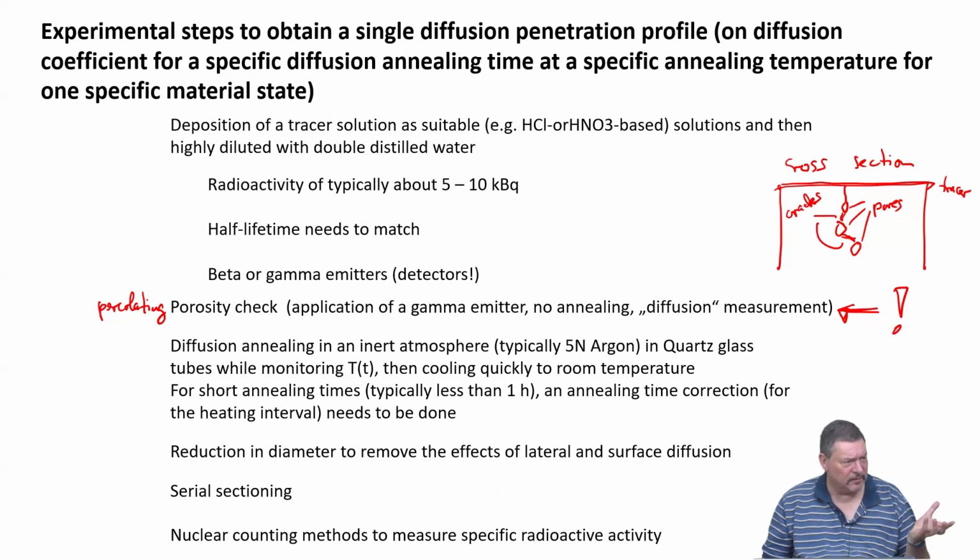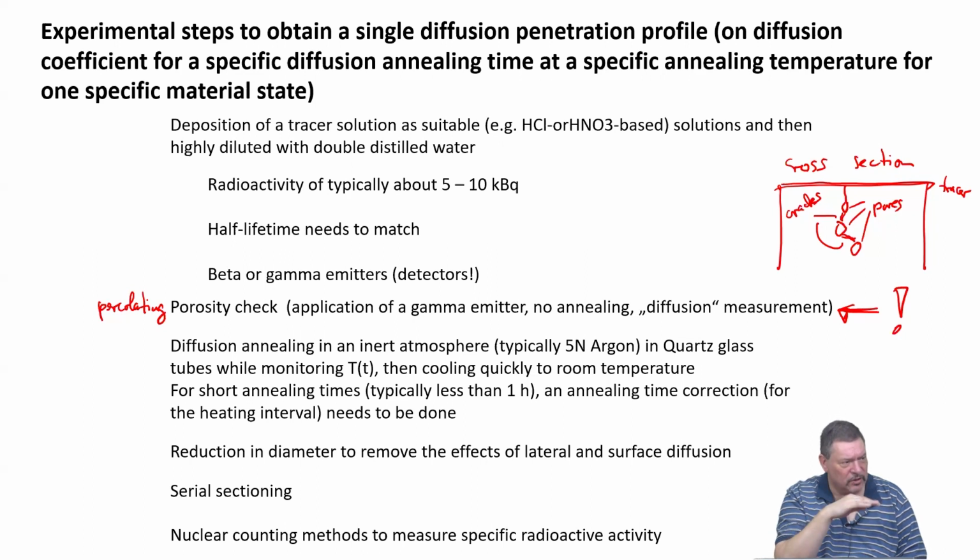So it's interconnected. And that means within this percolation pathway, it's open surface diffusion which rules, which is much faster. So we would get basically the wrong answer out. We want to measure grain boundary diffusion, but what we measure is surface diffusion, because they are internal surfaces and not grain boundaries. In order to check this, we normally apply a gamma emitter on the sample surface, and then we just let it dry. And basically, we do not do any diffusion annealing.